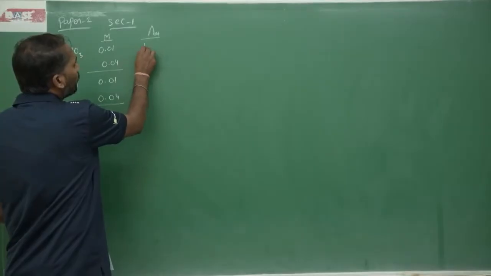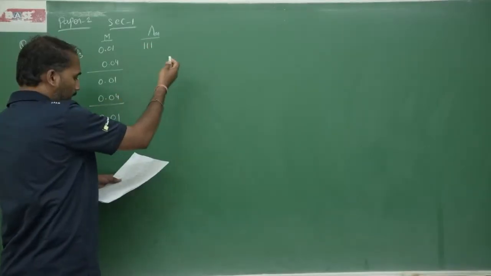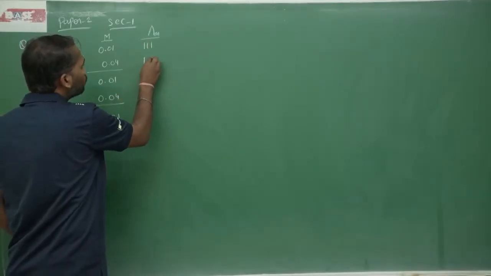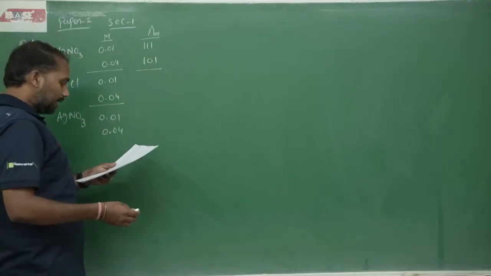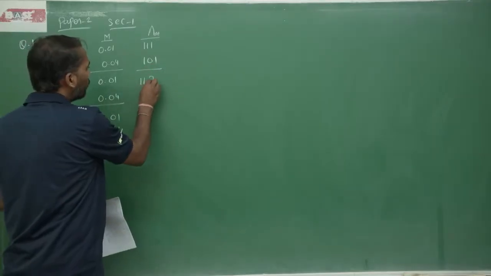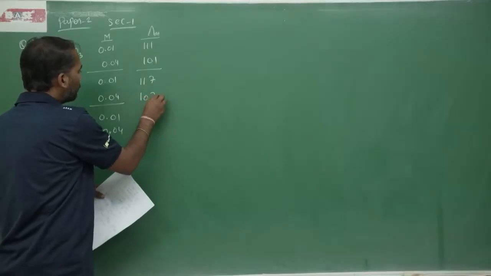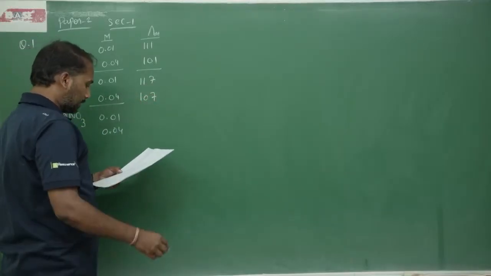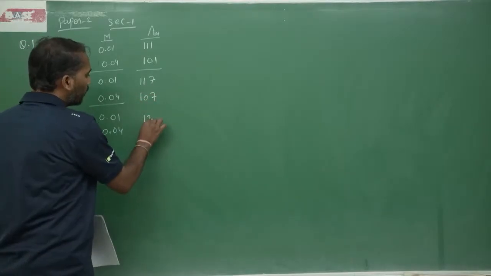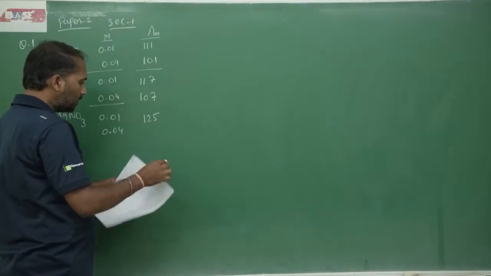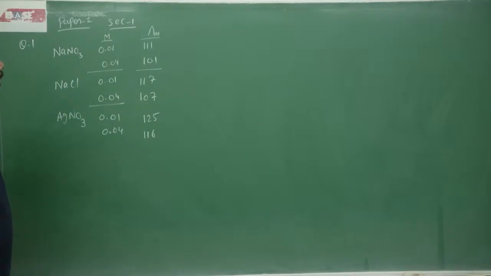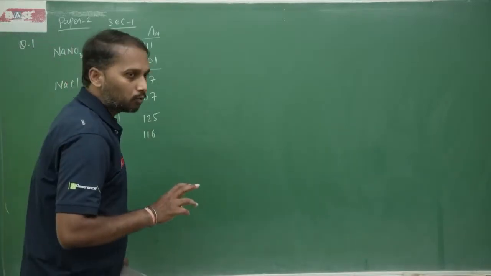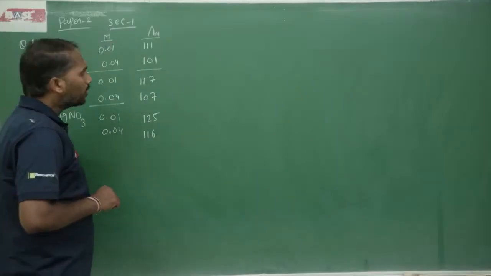If the concentration is 0.01, NaNO3 is given as 111, and at concentration 0.04, it is 101. For NaCl it is 117 for 0.01 and 107 for 0.04. Similarly for AgNO3, it is 125 for 0.01 and 116 for 0.04. Now we have to calculate the molar conductivity at infinite dilution. So how do we calculate it?